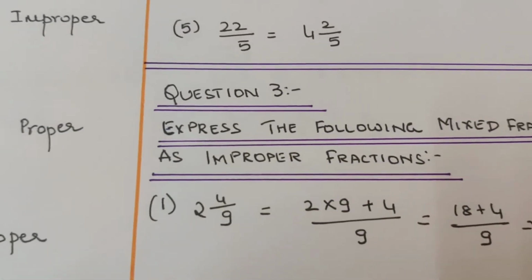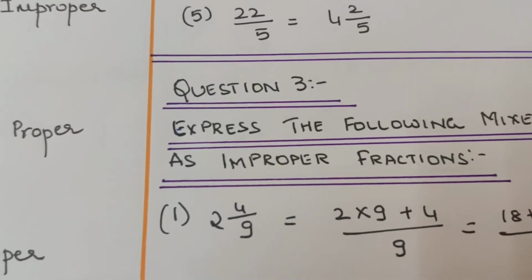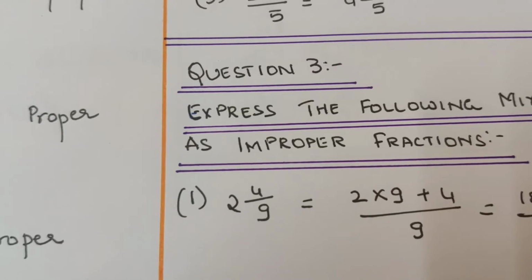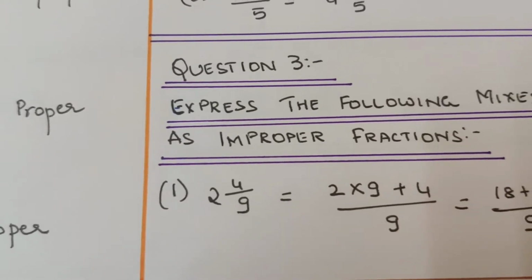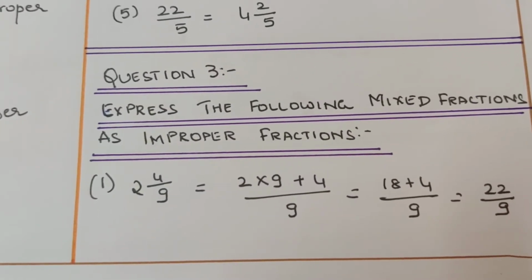Let's move on to question number 3. Express the following mixed fraction as improper fraction. Very simple. Here you have 2 as the integer, 4 by 9. So you do 2 into 9 plus 4 by 9, that is equal to 18 plus 4 by 9, that is equal to 22 by 9.